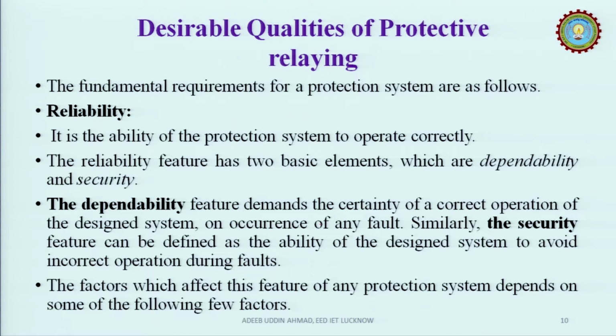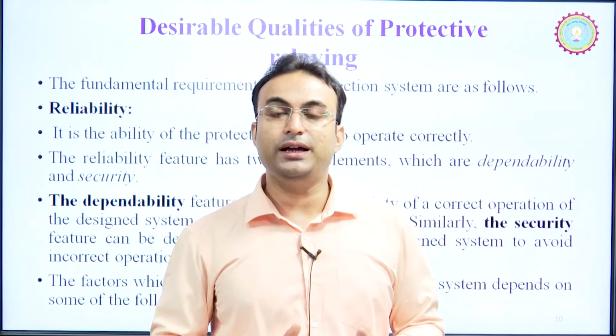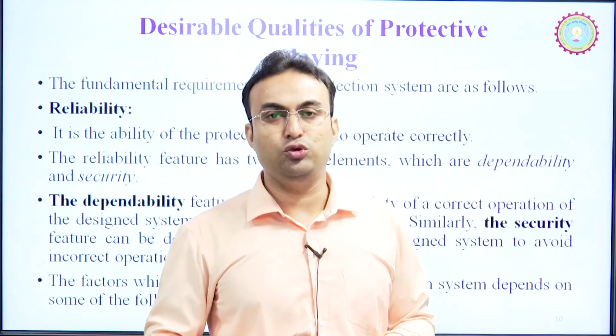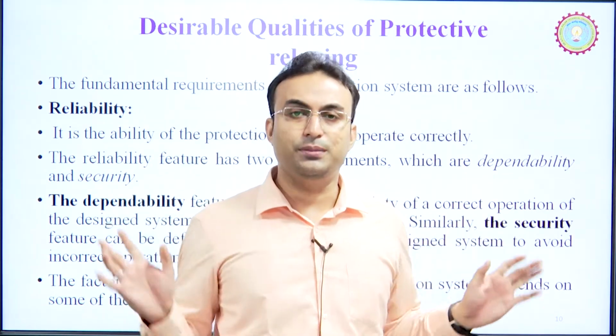First, we will discuss dependability. The dependability feature demands the certainty of the correct operation of the designed system on occurrence of any fault. So, this is the clarity of the correct operation. Correct operation means that, suppose a fault occurs, the right circuit breaker will operate at the right time. You can say the appropriate circuit breaker. We don't want to operate all the circuit breakers at a time.